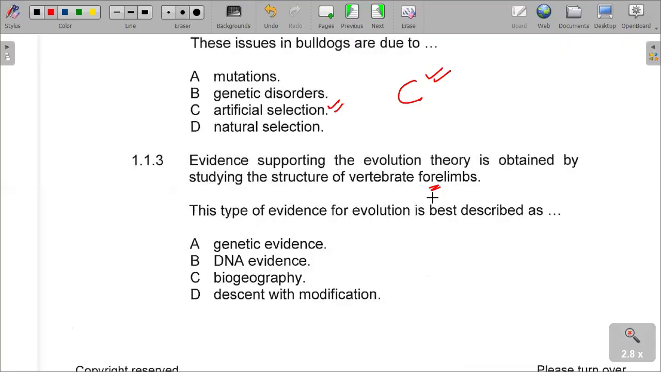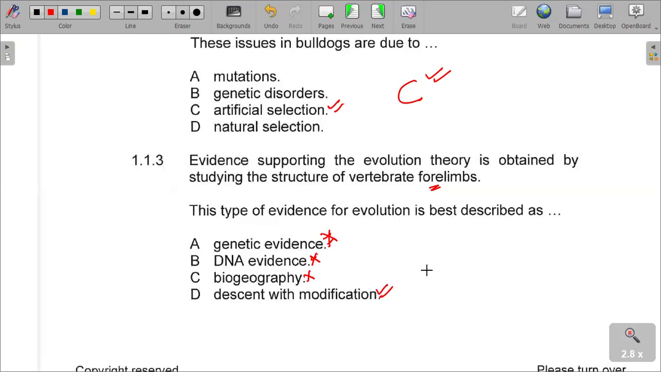This type of evidence for evolution is best described as what? Where we talk about the vertebrate forelimbs. It is not genetic. Genetics has to do with the genes. This is not genetic evidence, this is not DNA. Biogeography is the distribution. So we are saying our answer is what?